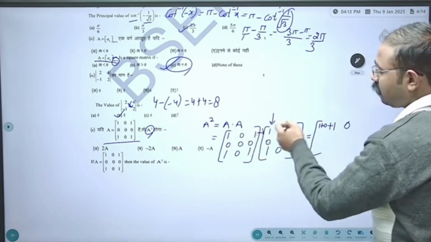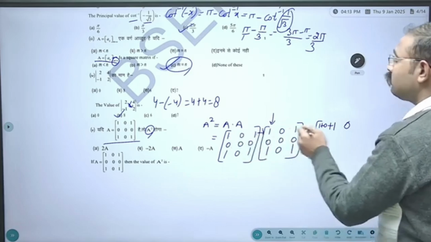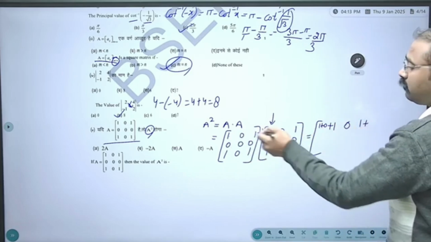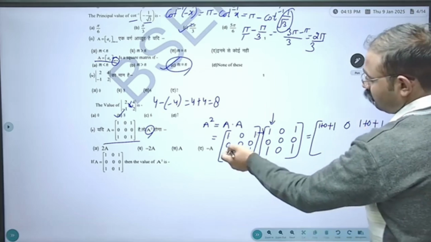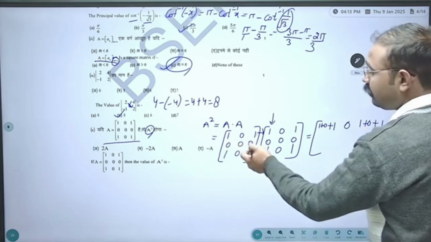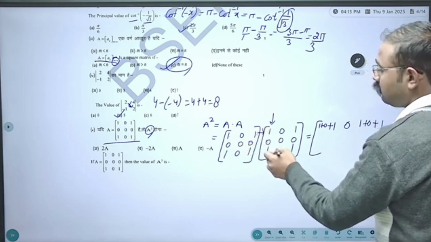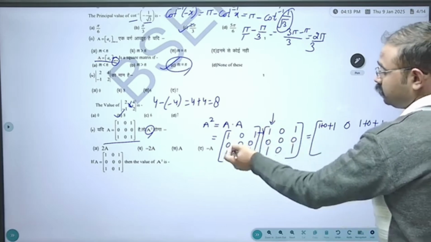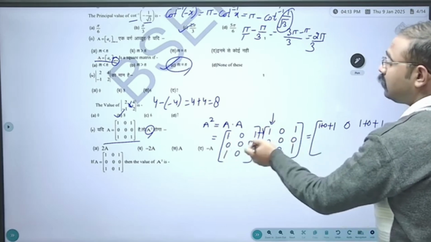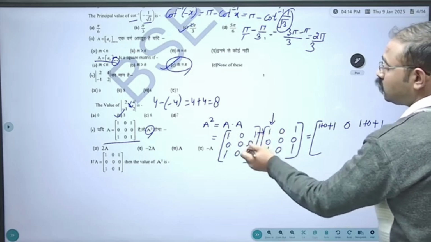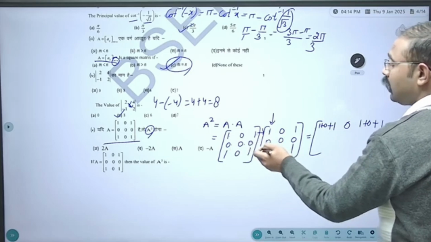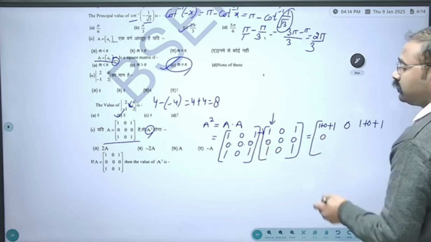Then first row, third column. This 1 multiply to this 1, 1. 0 multiply 0, 0. And then 1 multiply 1, 1. Then second row, all elements are 0. First column, when these elements will multiply to these corresponding elements, 0 multiply 1, 0, 0 multiply 0, again 0, and 0 multiply 1, 0, and 0.